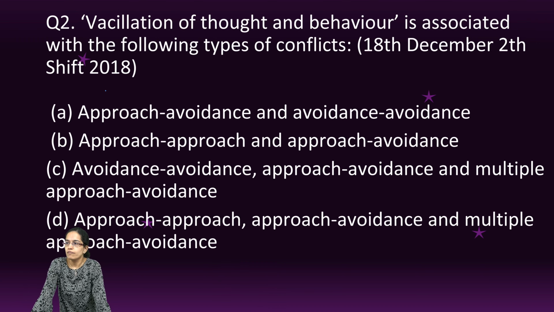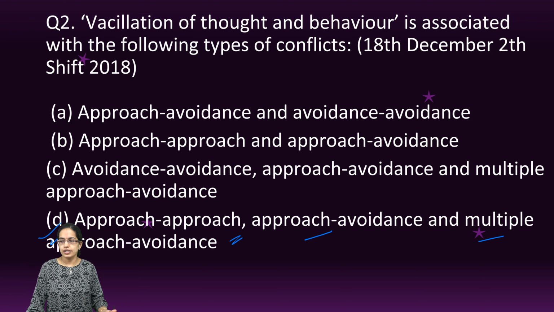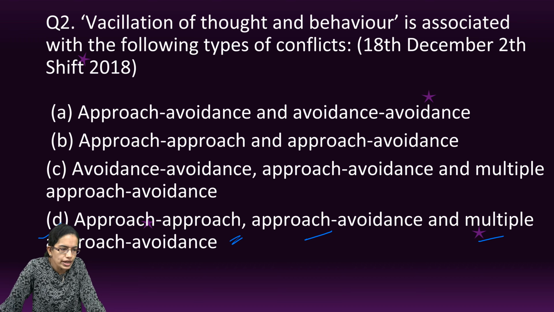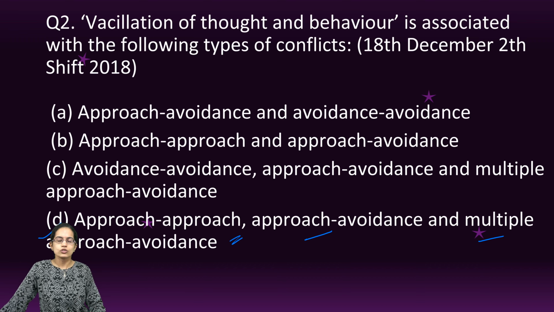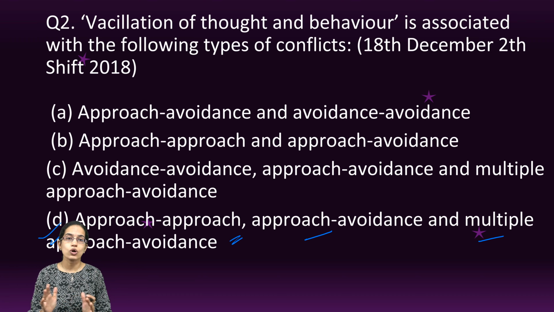The next is vacillation of thoughts, and vacillation of thoughts and behavior is associated with wish conflict. Now this talks about indecisiveness, or being undecisive. You are not able to take an exact decision about what you want to do, what you don't want to do, and this happens in various things like approach conflict, approach-avoidance conflict, or multiple approach-avoidance that occurs. So this is the right option that you have. The whole idea is that based on the type of conflict, there is always a kind of indecision in the thoughts, whether you should do this or you should not do this.